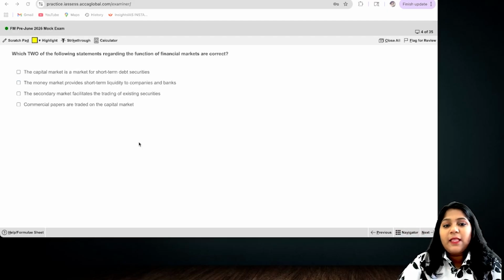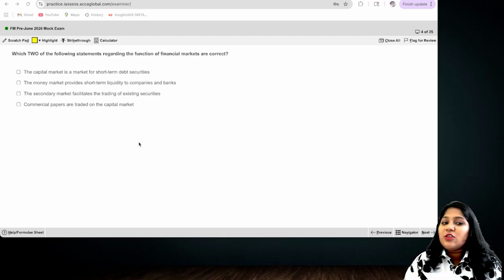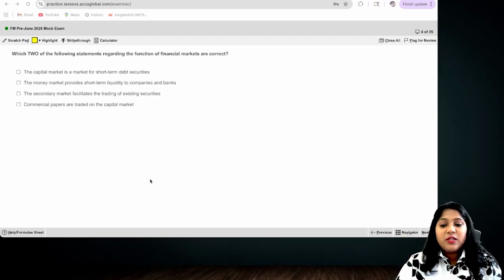Right? Yeah. See, now we took very less time to cover the remaining two questions, because it is all theoretical questions, but conceptual knowledge is very, very important. Right? Look at the next one. Which two of the following statements regarding the function of financial markets are correct? So they're talking about what? They're talking about financial markets.